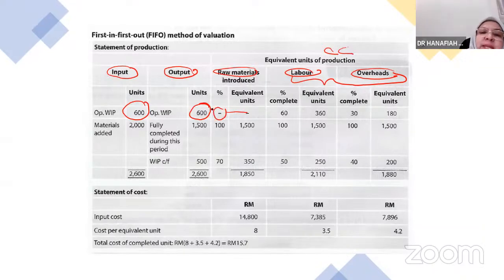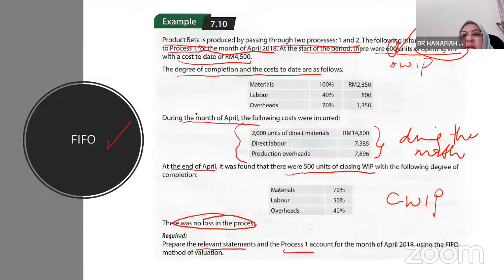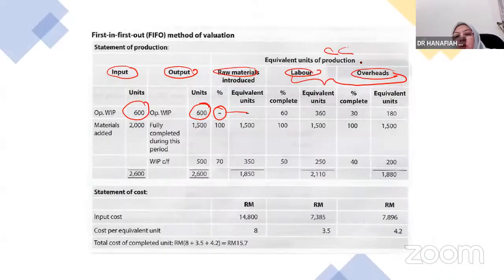Why is there no percentage here? In the previous month, you put in all the material, so the material completes 100%. This is the degree of completion, 100%. So in the following month, there is no more material for that opening work in progress.